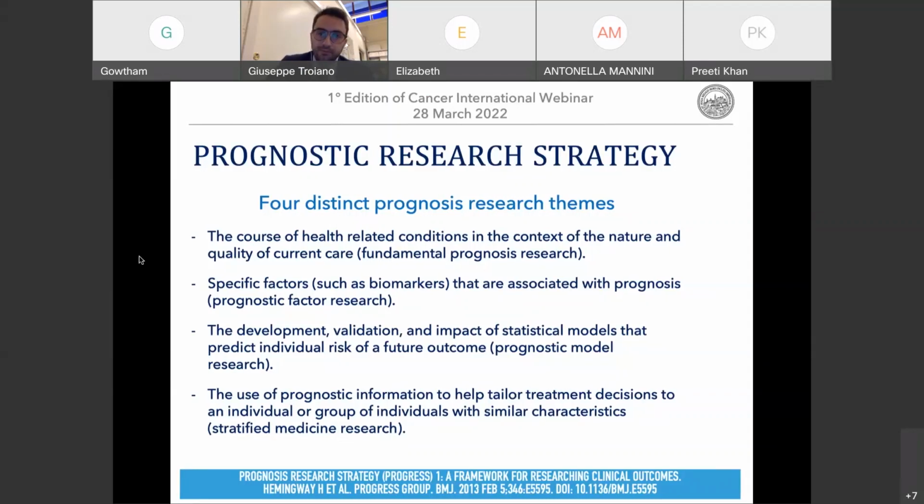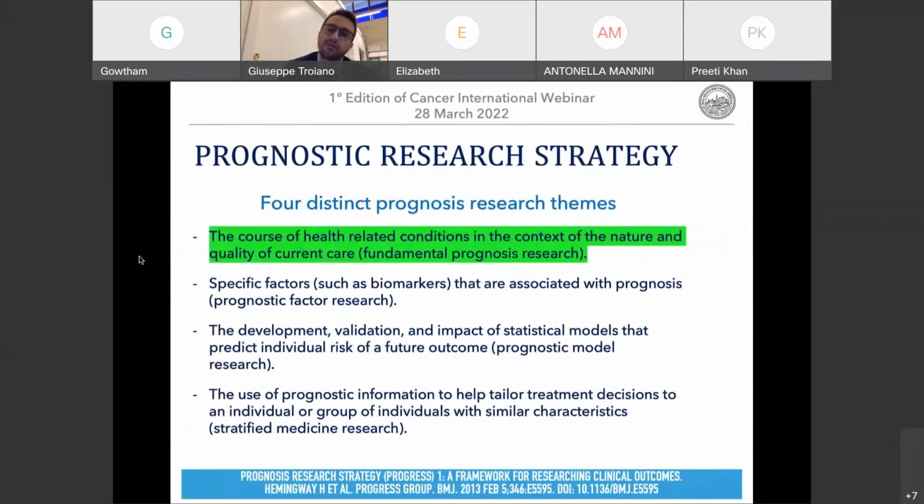The first group of studies is called fundamental prognostic research, and focuses on the course of health-related conditions in the context of the nature and quality of current care. For example, we can understand the mortality rate of this disease in society, in the world, and how it is related to the health system of a particular nation, of a particular country.